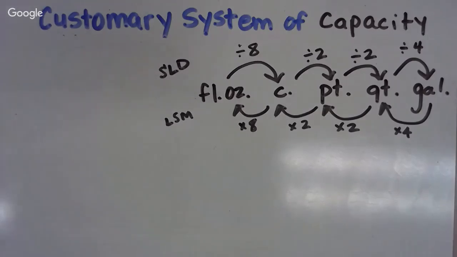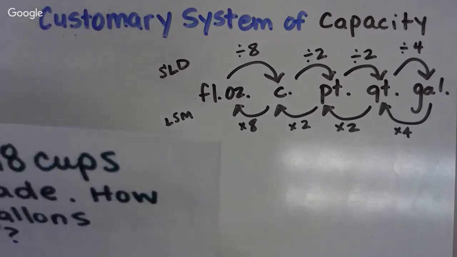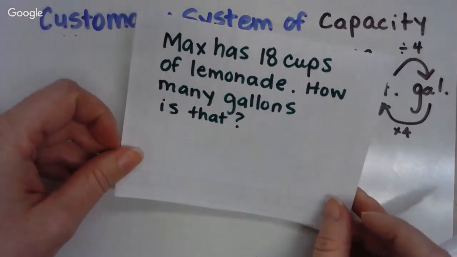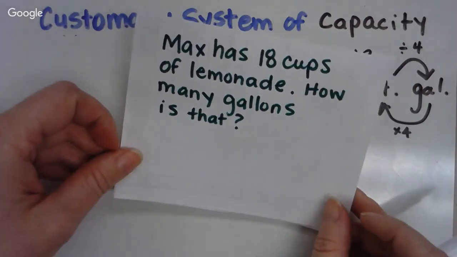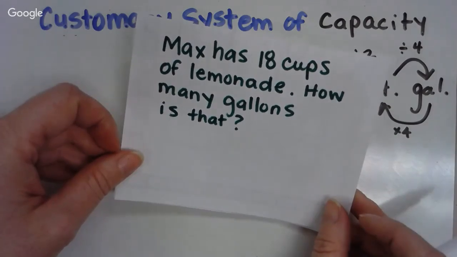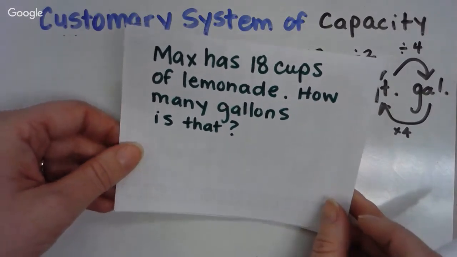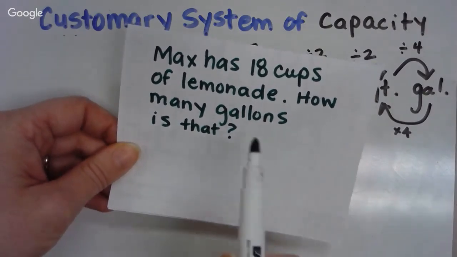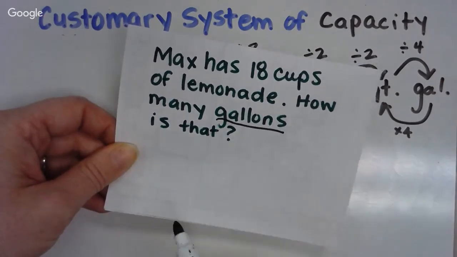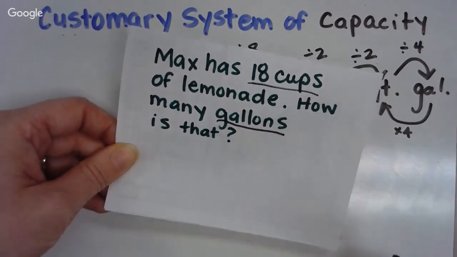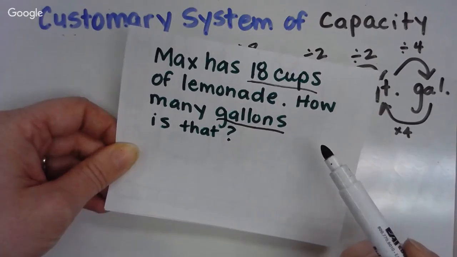Let's go ahead and jump in with a question and use our chart. This one says, Max has 18 cups of lemonade. How many gallons is that? So with this, the first thing that we have to do is decide what is our given measure. Our given measure here is 18 cups. And we can see by analyzing this question and its key details that we want to take it to gallons. We're given 18 cups, and we want to know how many gallons that is for the lemonade.